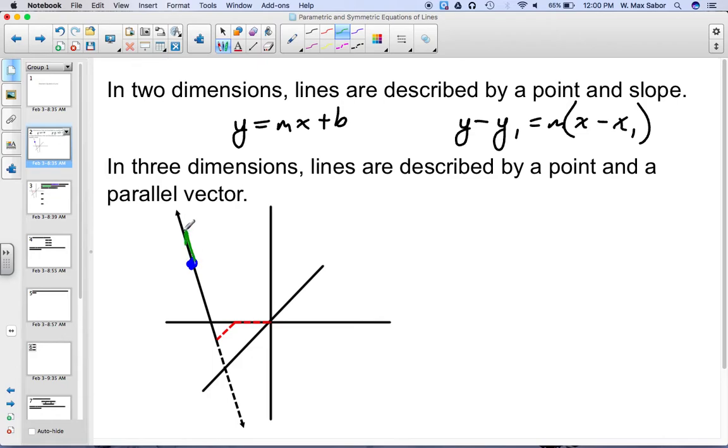So from this, we say slope doesn't really mean anything in 3 dimensions. We can't do change in z over change in y over change in x like we do in 2 dimensions. So we have to describe it by a vector.